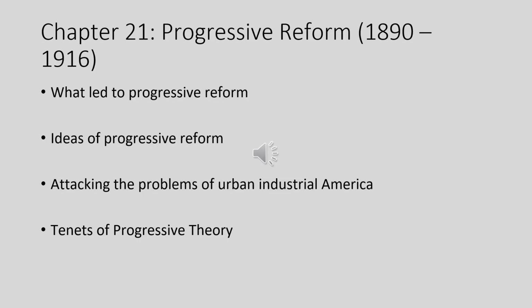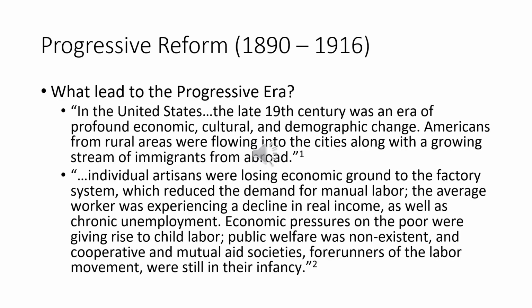For our lecture today, we're going to be discussing what led to the progressive reform, what the ideas of progressive reform are, how society attacked the problems that were occurring in the urban environment, and then the tenets of progressive theory. So as we get to the end of the Gilded Age, there was a massive change that had occurred from the beginning of the Gilded Age to the end of the Gilded Age.